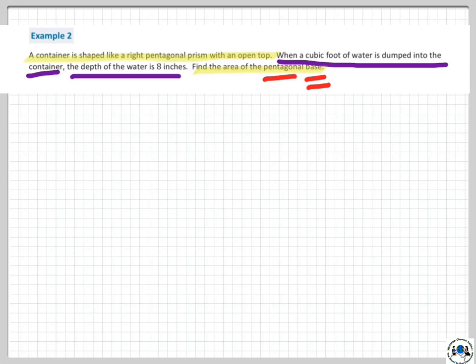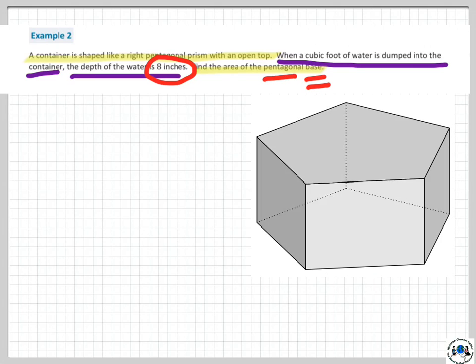Working with what we know, the depth of the water is going to be our height, the height of this pentagonal prism. One thing I wanted to make clear: the water that we're dumping into this container actually fills the container. It's not actually written here that it does fill it, but it does indeed fill the container. And there is that container.